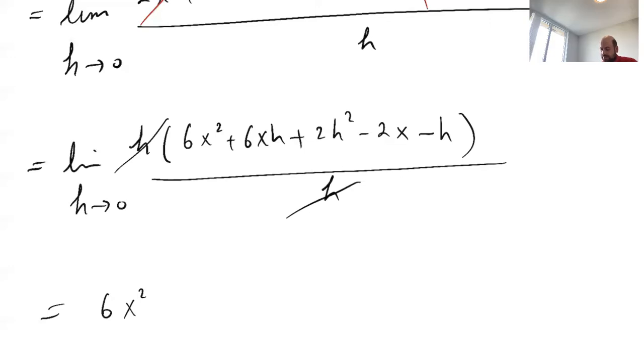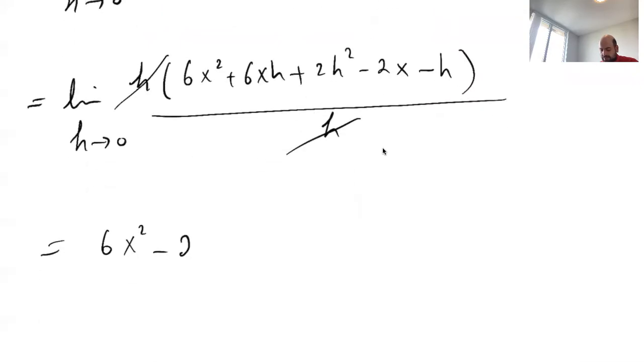Right, so as h approaches 0, the terms that include h will be 0, right? So 6xh, because h approaches 0, the limit will be 0. This one, the limit will be 0. This one, the limit will be 0. So we will be left with 6x squared from this term and minus 2x from this term. So 6x squared minus 2x.